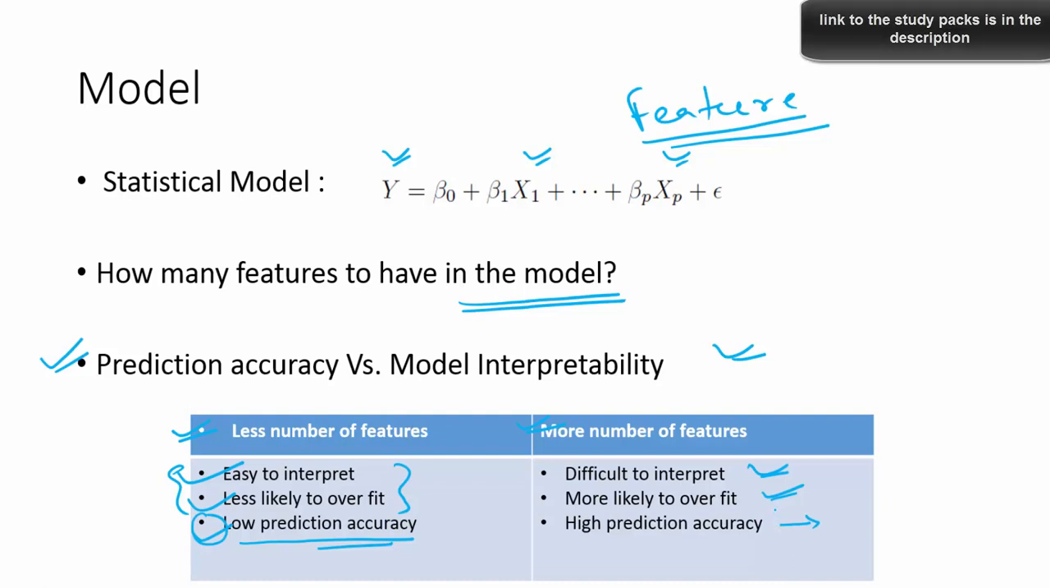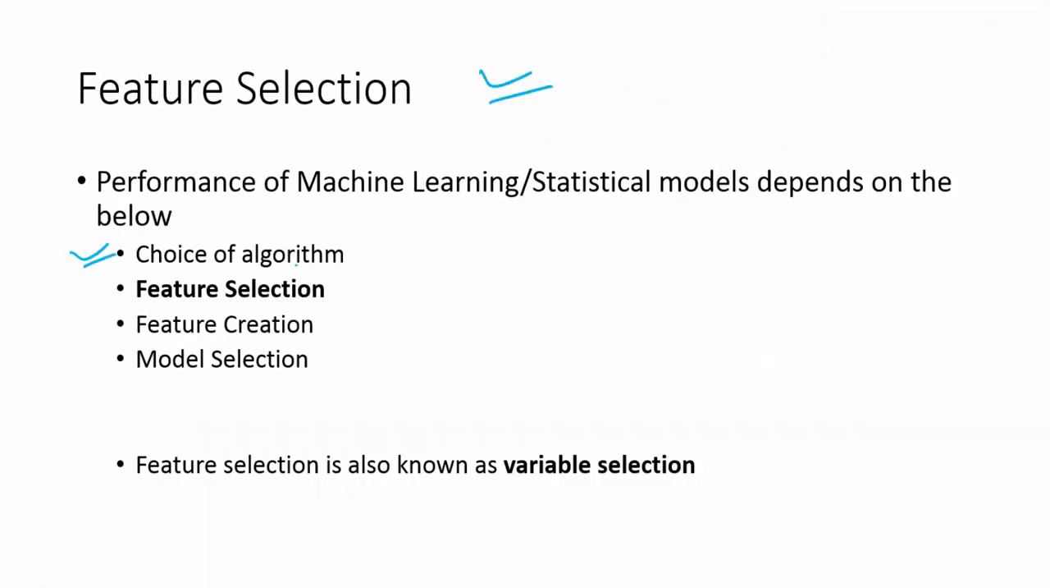So what are the ways to select the best number of features, and how to select the best model out of the given set? It depends on the choice of algorithm, the algorithm that we are choosing to build a particular model or to solve a particular problem. And the feature selection method that we are using. We'll see in the next slide what feature selection methods are available to us.